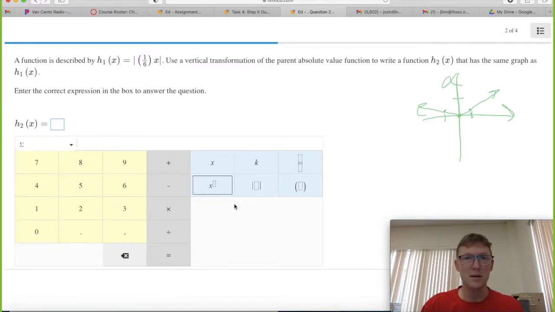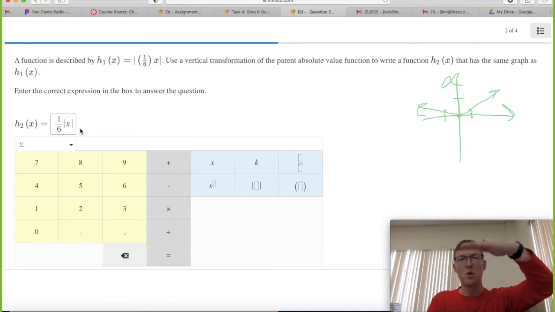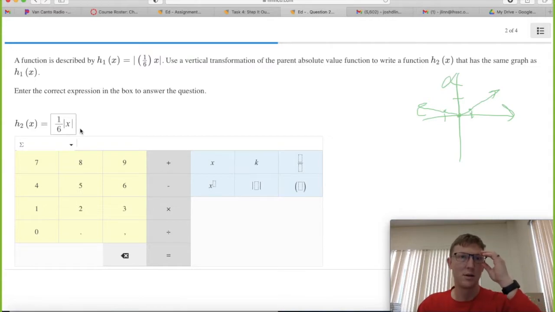So I would say the answer would just be 1/6 times the absolute value of x. And again, because, I'm sorry, not 1/6. Yeah, 1/6. So it's a stretch when it's going horizontal, but to get the same effect, we're squishing it or we're compressing it vertically. So in a sense, they do the same thing.